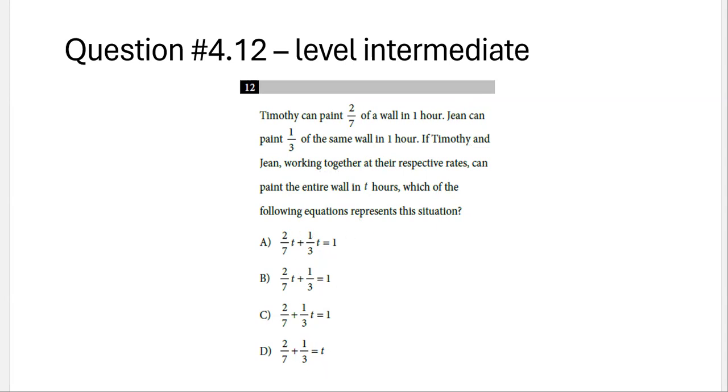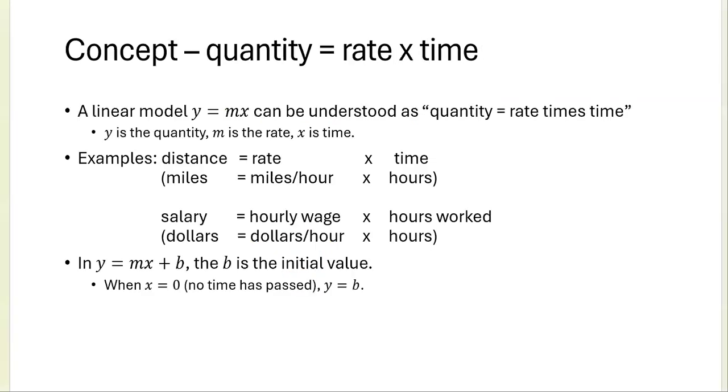Which one is it? Okay, so here's the concept that we need to know. Quantity equals rate times time. I tell my students to memorize this phrase, this equation. We memorize this because this is what linear models are all about. y equals mx. y is the quantity, m is the rate, the slope. Think about it, rate, slope. And x, or you can think of it as t instead, is time. Quantity equals rate times time.